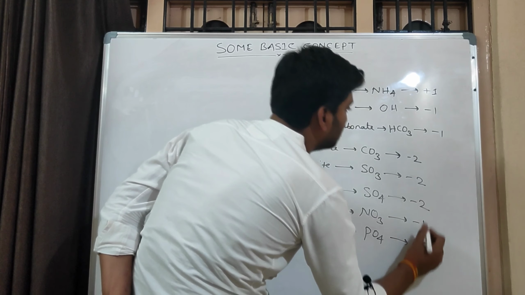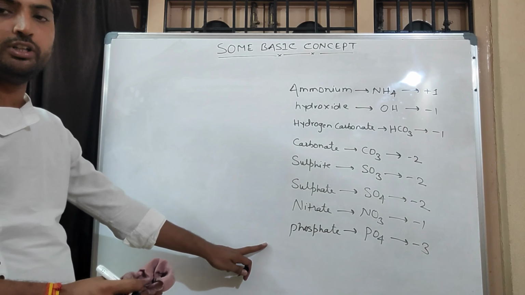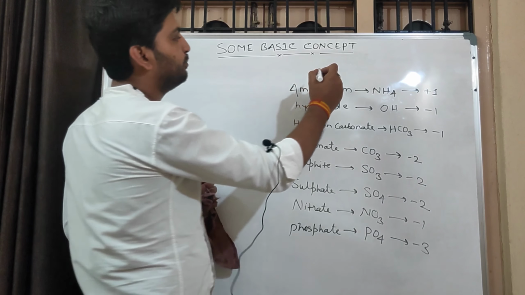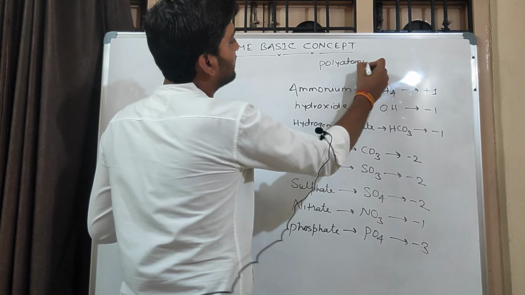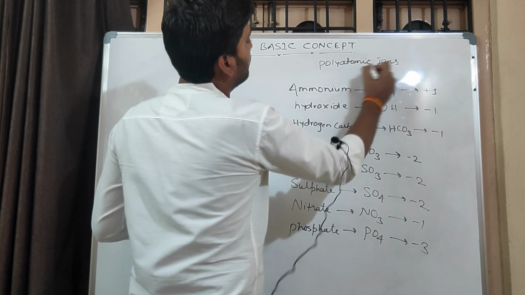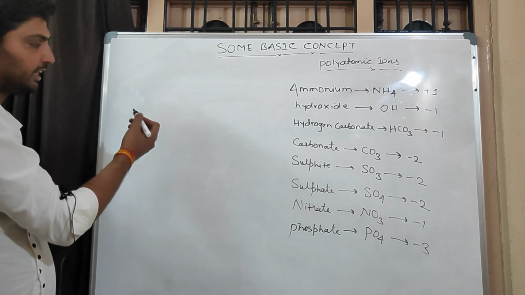These are the valencies. I have written here the valencies. These are the names of the polyatomic ions. Okay. Now how will we form compounds by using these polyatomic ions?